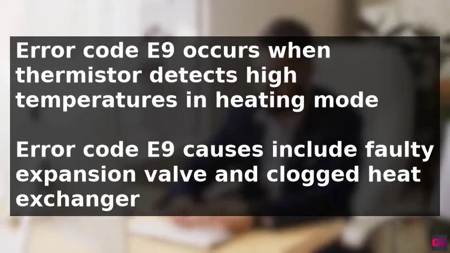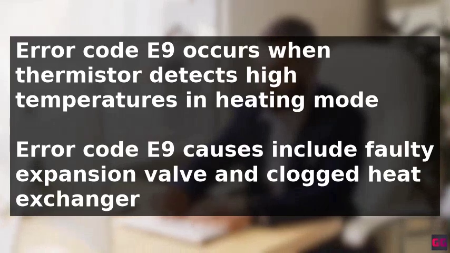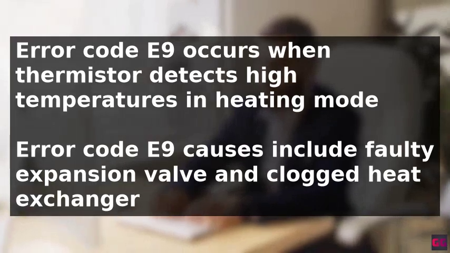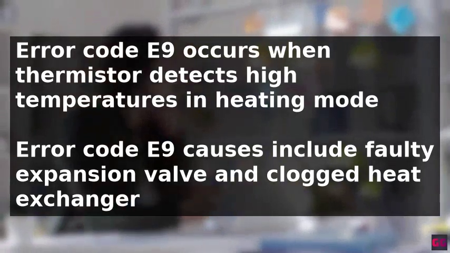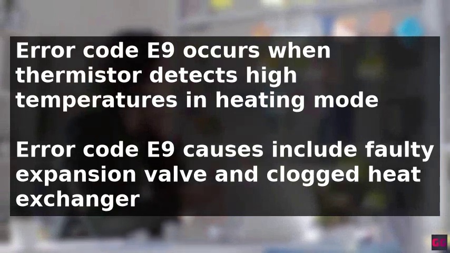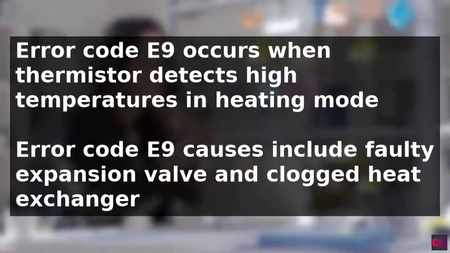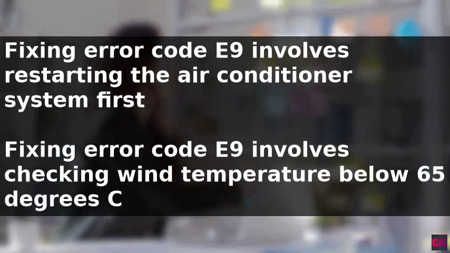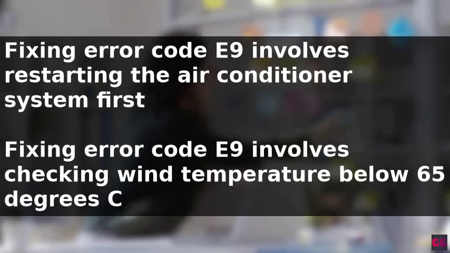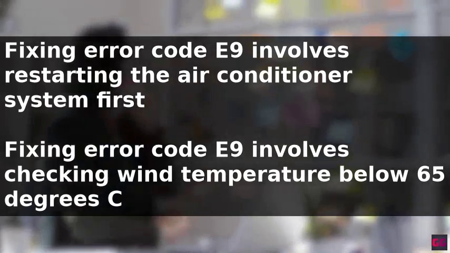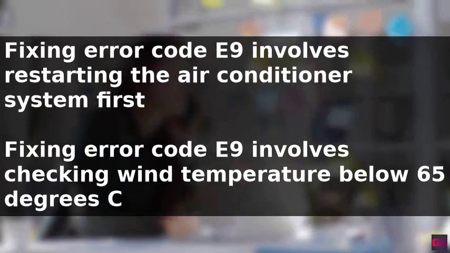Error code E9 in Hisense air conditioners is a high work-intensity protection code that occurs when the heat exchange thermistor detects temperatures over 65 degrees Celsius twice within 30 minutes while the AC is in heating mode. The common causes of this error code include a faulty electronic expansion valve, a dirt-clogged heat exchanger, and faulty heat exchange sensors. To fix the issue, a systematic procedure can be followed.